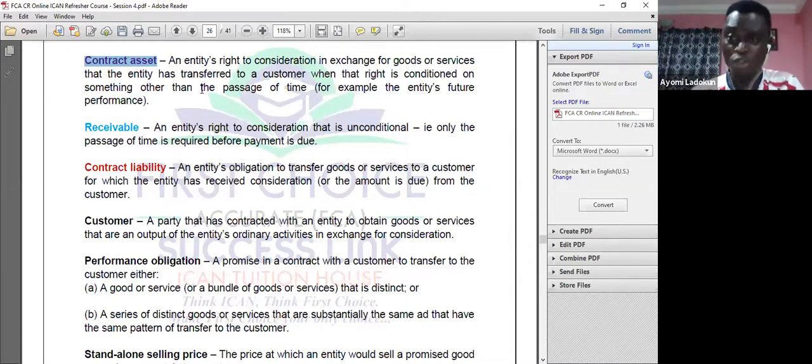But if I did not give you 30 days credit, and I'm expecting you to pay, but that payment is conditioned on a performance that I need to do, then I will recognize a contract asset. That's the difference. Sometimes you pick up a financial statement and see a contract asset and wonder what it is. It simply means it is not a receivable. They actually have a right to that consideration; it only requires a performance.